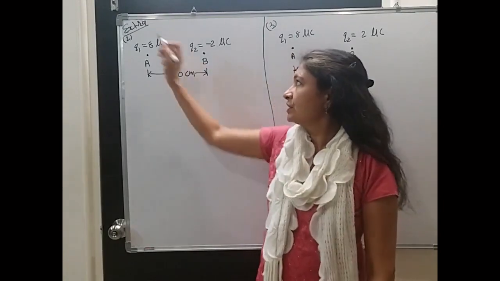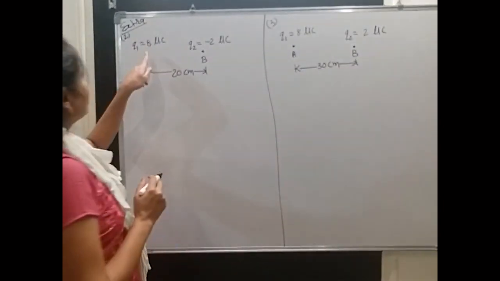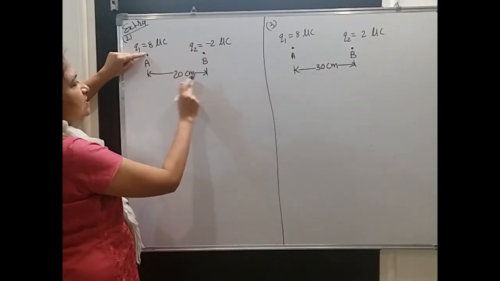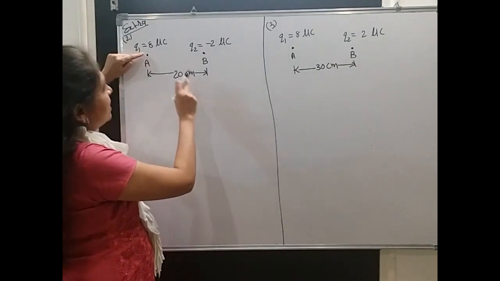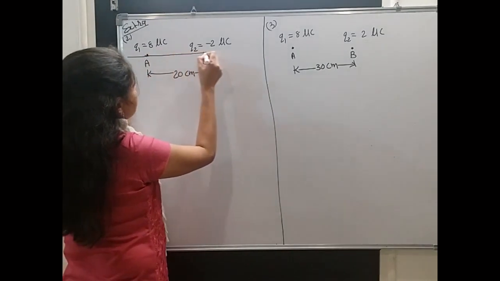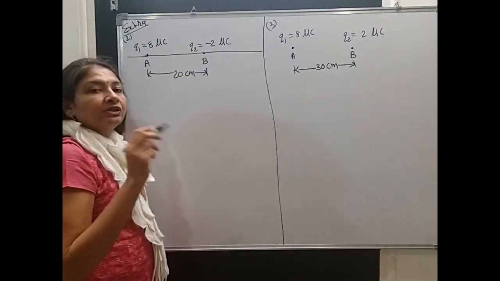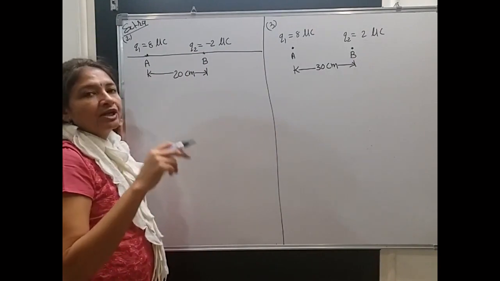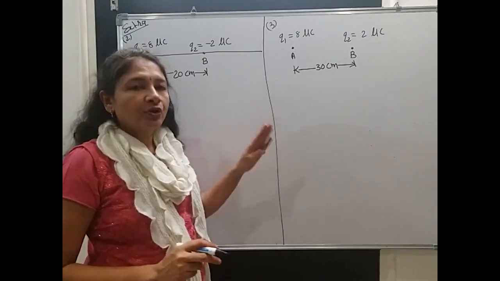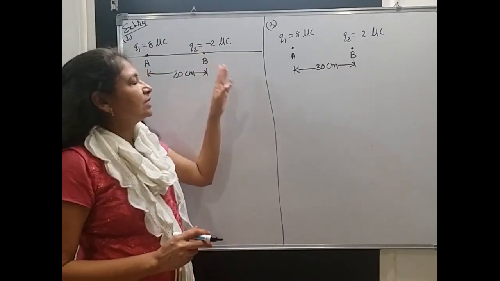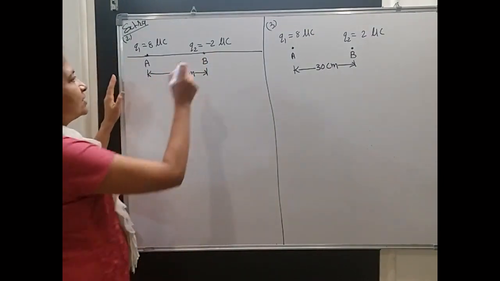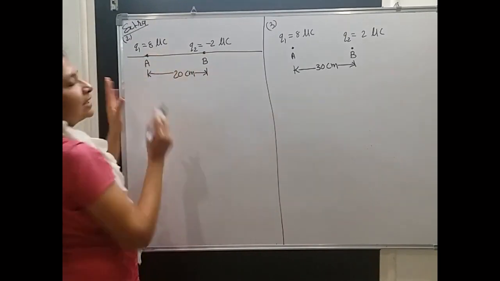Extra questions. Number 1. See, here we have two charges, 8 microcoulomb and minus 2 microcoulomb. They are placed at a separation of 20 centimeter. We have to find, on this line joining the two charges, where should I keep a third charge so that net force acting on that charge is 0. I have to find the location of the third charge so that net force acting on that Q3 should be 0. For that, first of all understand, there are three possibilities.